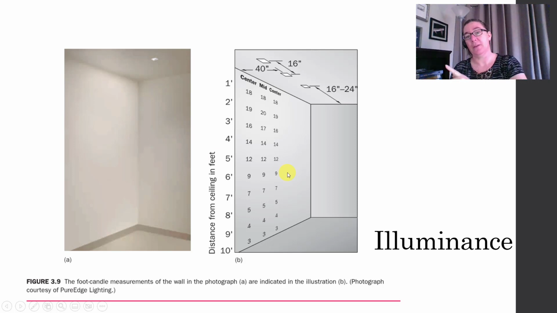Right, so we can see over here the calculated illuminance of each place on the wall here, and it does vary. Right, we can see that it varies because it's brighter up here and then a little bit darker as you move down the wall.